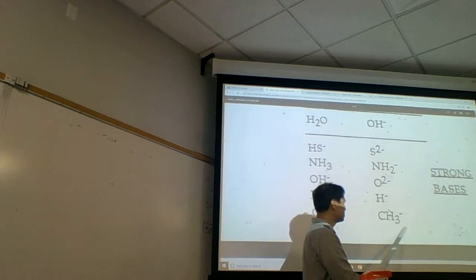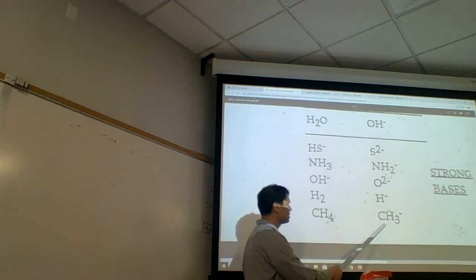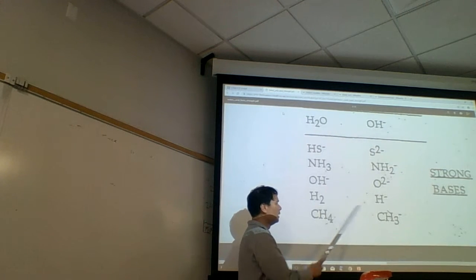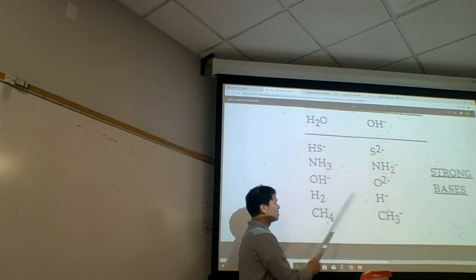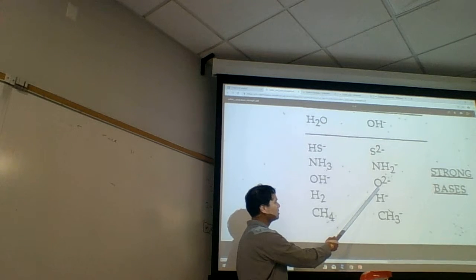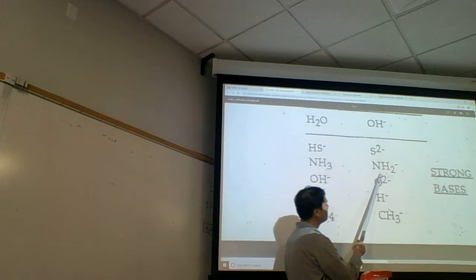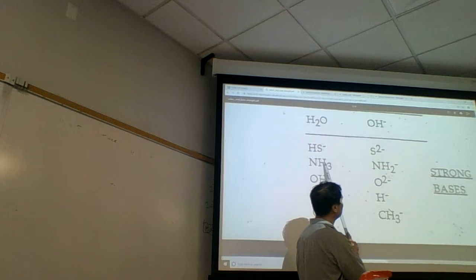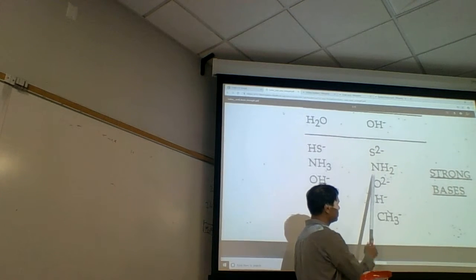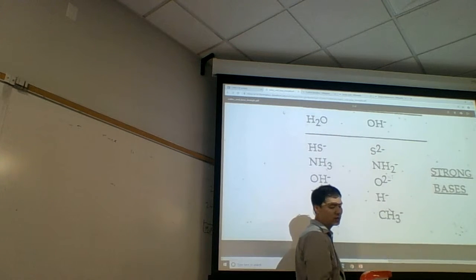So for example, this is called methide. Methide really wants an H+ to form methane. Hydride really wants an H+ to form hydrogen. Oxide really wants an H+ to form hydroxide or even water, 2 H+. Amide really wants an H+ to form ammonia. And so strong bases really have a high attraction for H+.